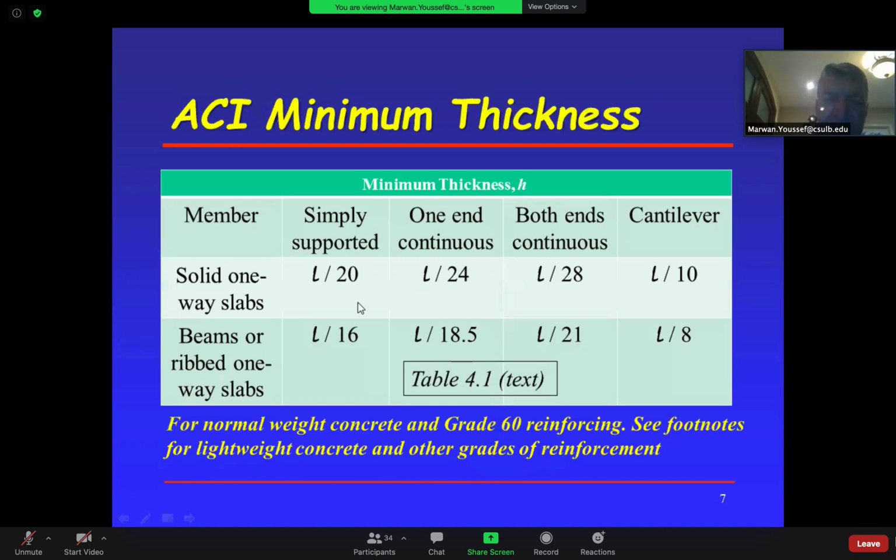Just a footnote: it says this table and this formula are for normal weight concrete and grade 60 reinforcement. And that's what we're going to have. Even in real life, 99.9% that's what you have. If you have something different than grade 60, then see the footnotes for lightweight concrete and other grades. Let's say you have lightweight concrete and something different than 60, there are footnotes to that table that tell you which factor to multiply by. But you don't have to worry about it here because we're not going to use that, all right?